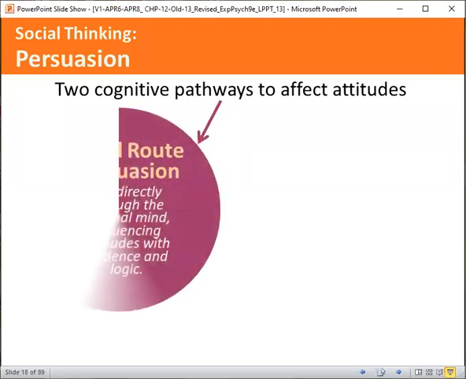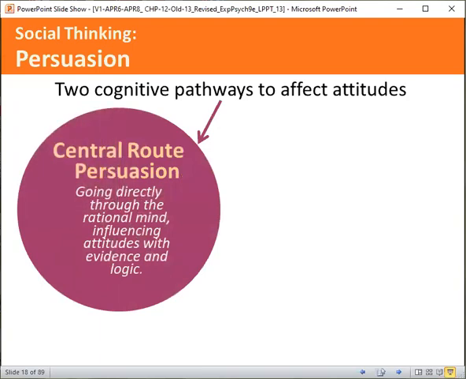The first is going to be the central route persuasion. With central route persuasion, we're going directly through the rational mind, influencing attitudes with evidence and logic and rationality. So in here, my product has been proven more effective. So you have data to sort of back it up. That's the central route of persuasion, using logic and evidence to persuade someone.